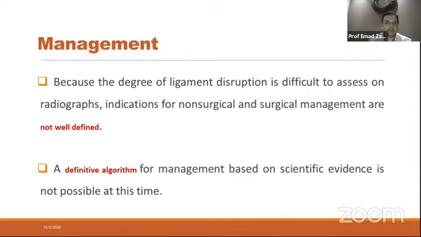Because the degree of ligament disruption is difficult to assess on radiograph, indications for surgical and non-surgical management are not well defined. Though a definitive algorithm for management of floating shoulder based on scientific evidence is not possible at this time.